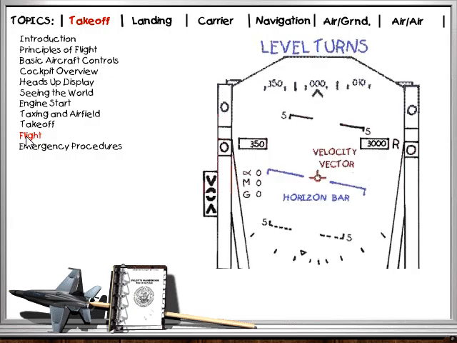To maintain a level turn, the velocity vector must stay even with the horizon line. If it is above or below the horizon, the aircraft will be in a climbing or descending turn. As the turn rate increases, so will the stick deflection and the aircraft G-loading.